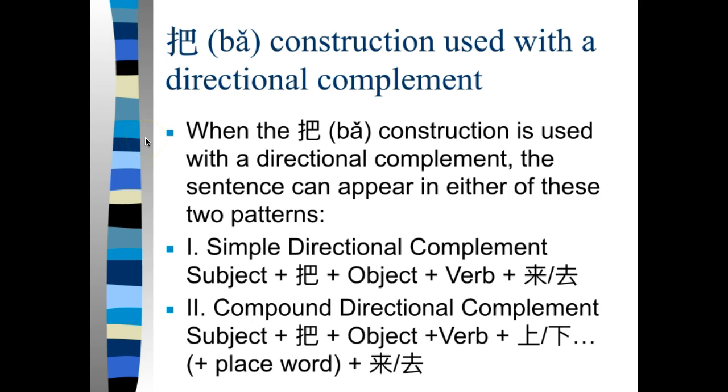Our final pattern, we have a directional complement used with the ba structure. Remember, ba reverses the word order of a sentence, so you have the subject and then ba, and then the object and then the verb. And then you can add a directional complement after the verb in order to give it more information to complete the action of the verb.